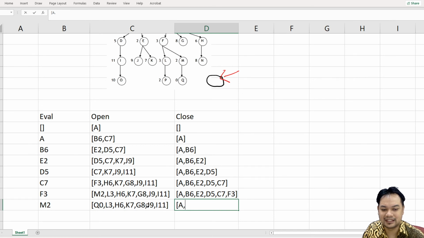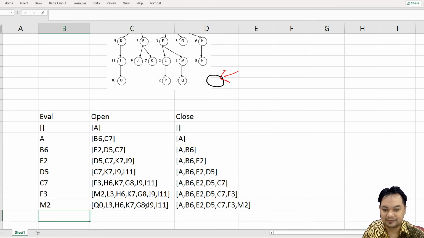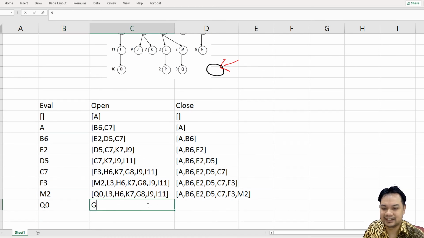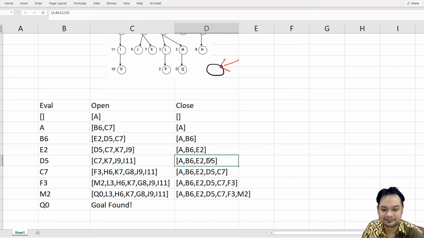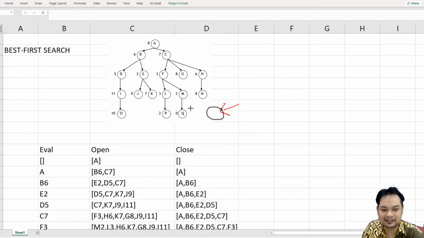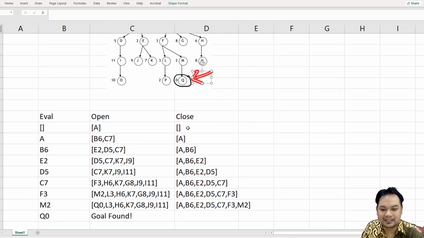Say A, B6, E2, D5, C7, F3, M2. Okay, finally you have Q0, and then you can say that it is goal found. Okay, goal found. So kita katakan goal ni found lah. Okay, sebab goal kita adalah untuk mencari Q. Alright, Q. Okay, goal found.